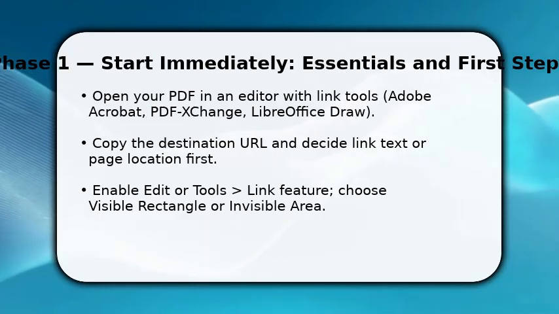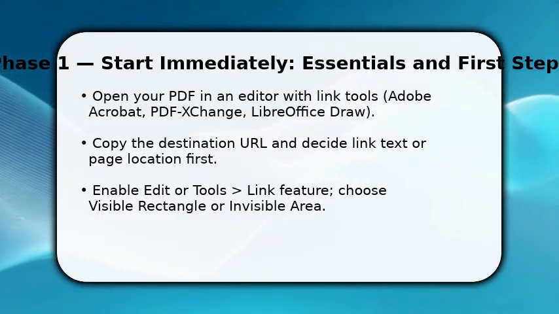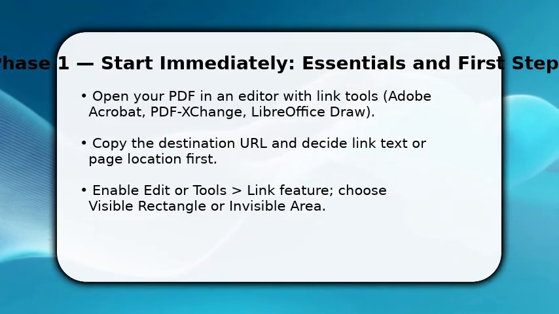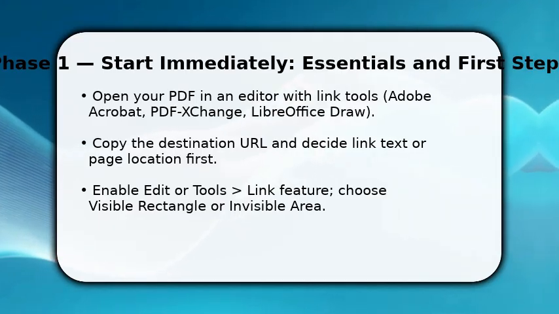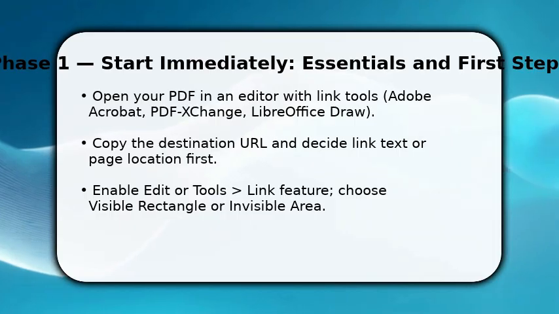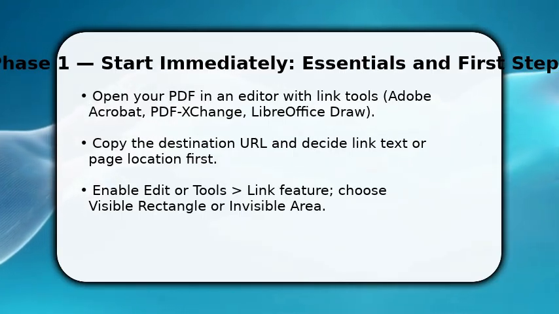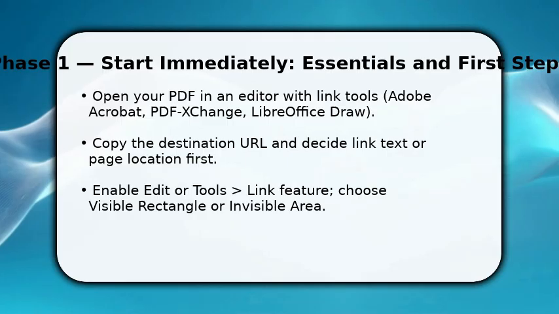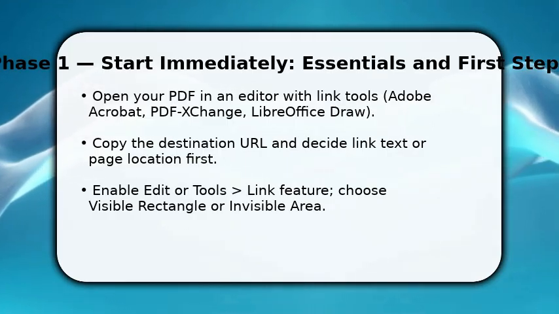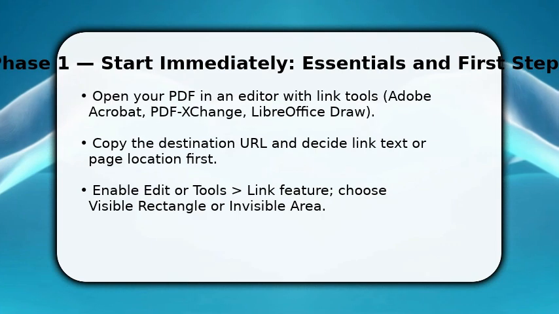You'll start by opening the PDF in an editor that supports links. Copy the exact URL and select the text or area you want linked. This prevents mistakes later. Once the document is loaded, switch to Edit or Tools and enable the Link tool. Pick whether to create a visible box or an invisible hotspot. This first step sets the anchor for the link, so make sure the selection covers the entire clickable phrase or graphic before you move on to action settings.